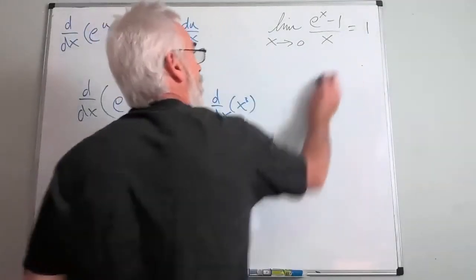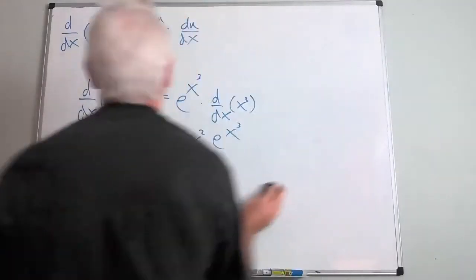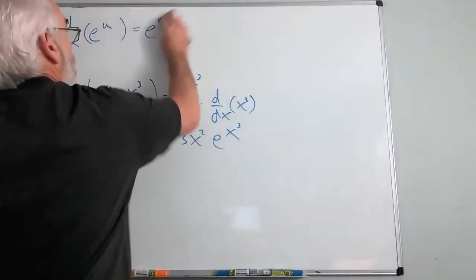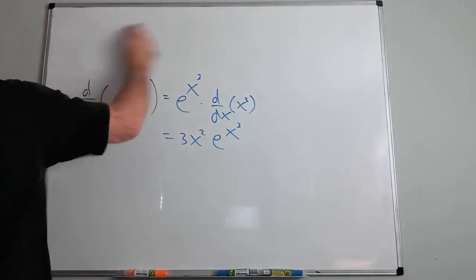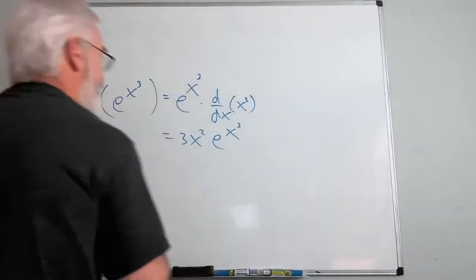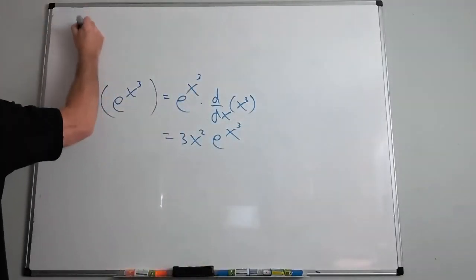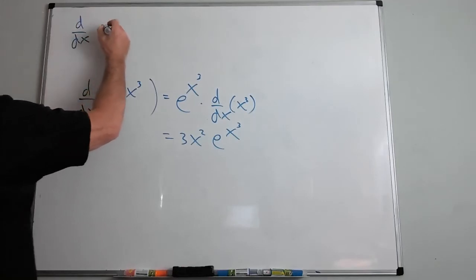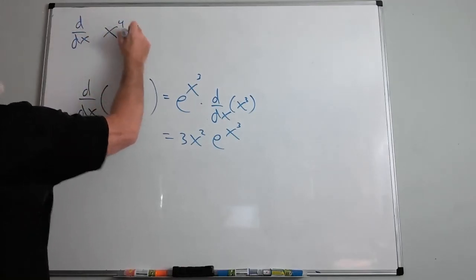Now, how else does e work? Well, let me erase this. What if I've got a product or a quotient involving e? I want to take the derivative of, let's keep it really simple, x to the 4th times e to the x.